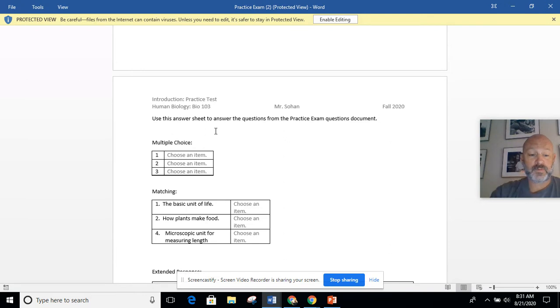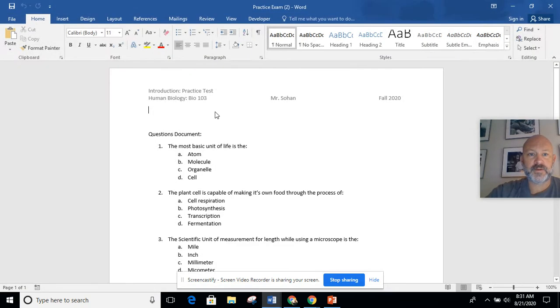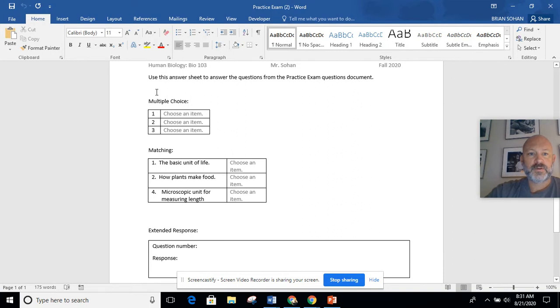So of course there's going to be a spot for the name. To enable editing, let's do that. So you definitely want to put your name on there.